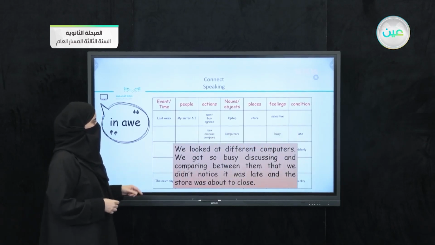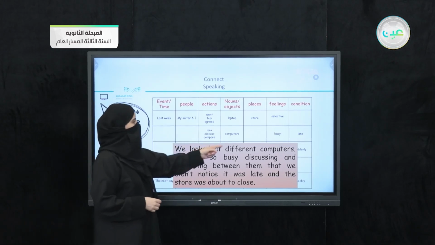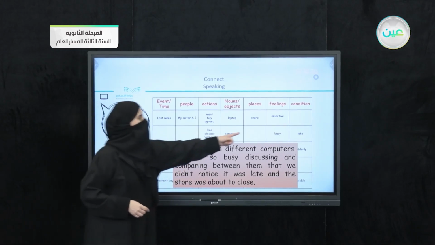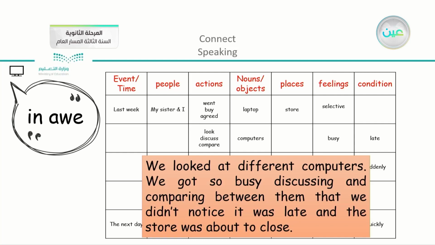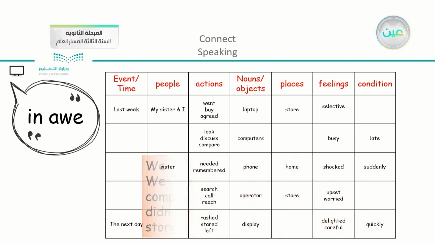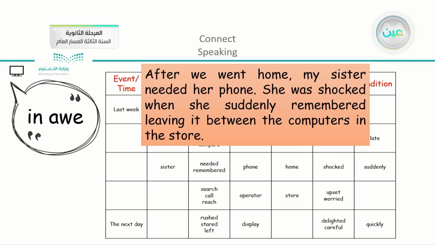In the second part, you can see that we looked at different computers. We got so busy discussing and comparing between them that we didn't notice it was late and the store was about to close. After we went home, my sister needed her phone. She was shocked when she suddenly remembered leaving it between the computers in the store. So you can see that we have here shocked as a feeling. We have suddenly, needed, remembered, all in the same order that happened.